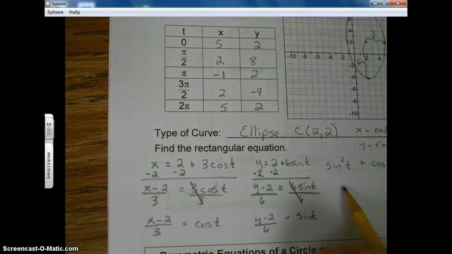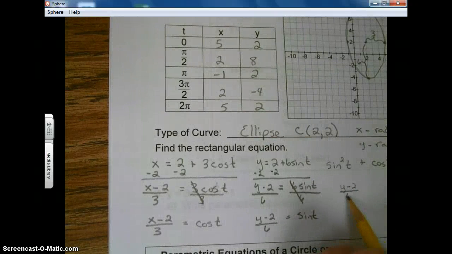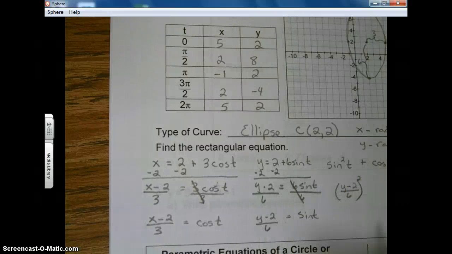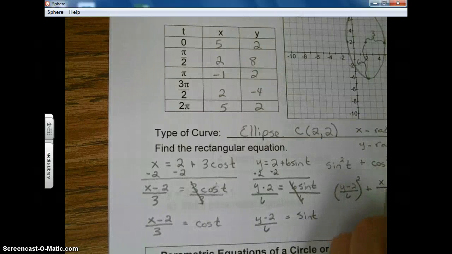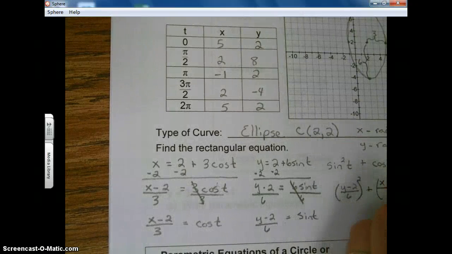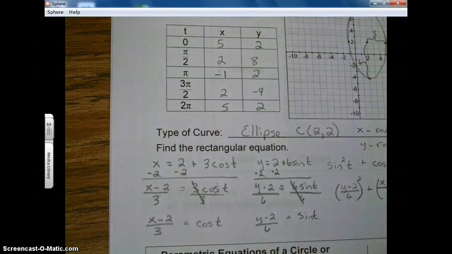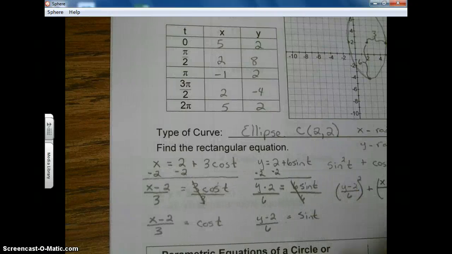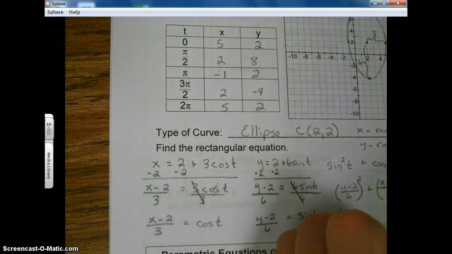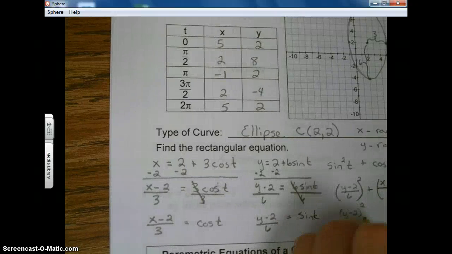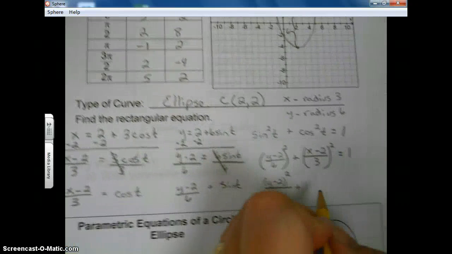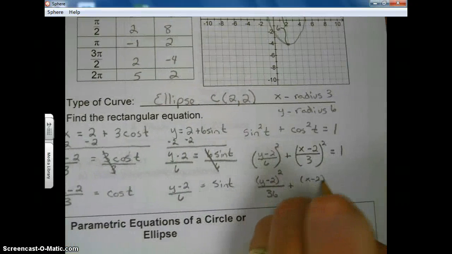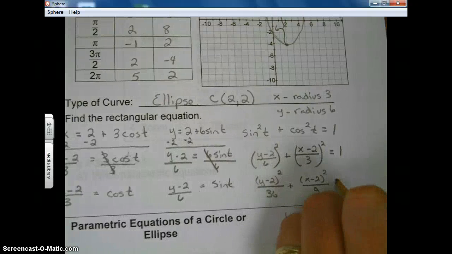So we're going to plug (y minus 2) over 6 in for sine of t. We're going to plug (x minus 2) over 3 in for cosine of t, equals 1. Okay. Next thing we want to do is square the top and the bottom. And so we get (y minus 2) squared on the top over 36, plus (x minus 2) squared on the top over 9, equals 1.